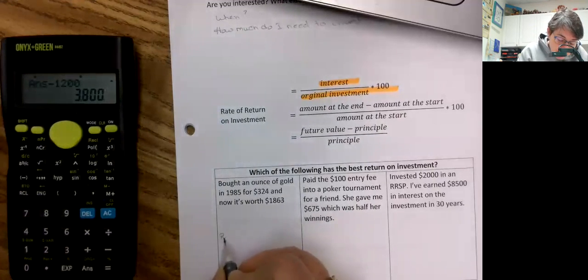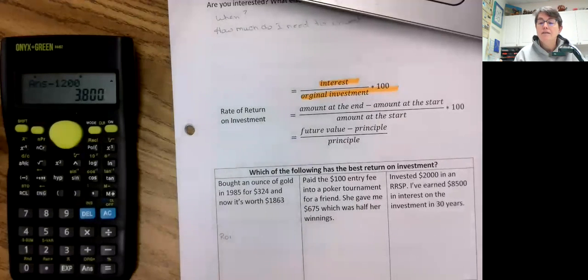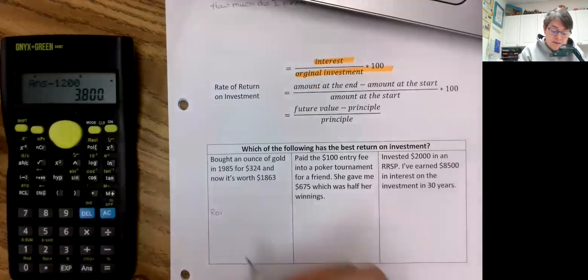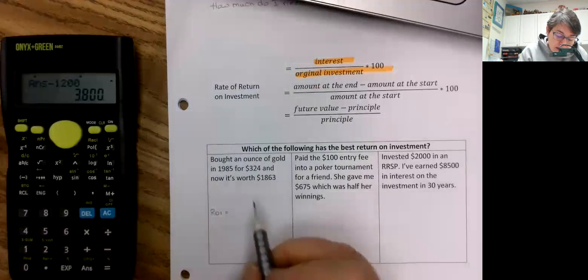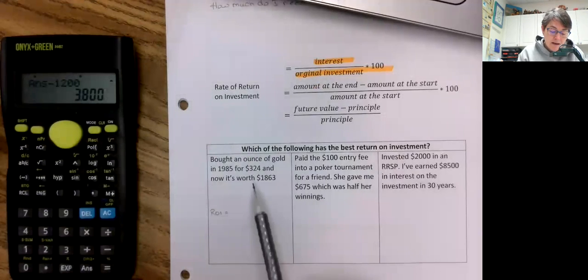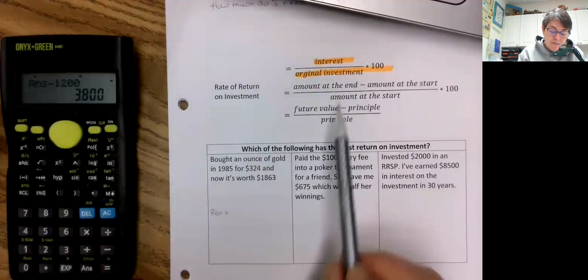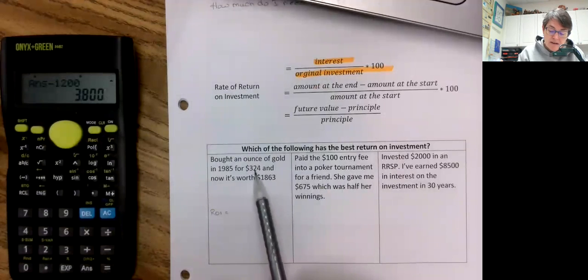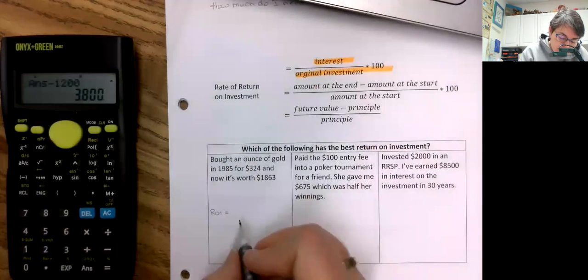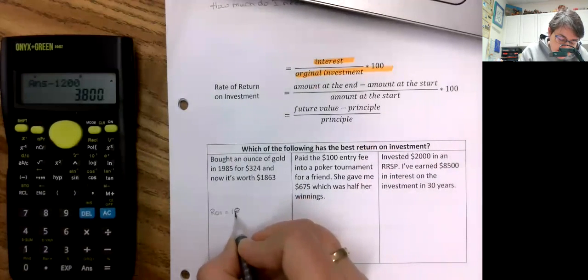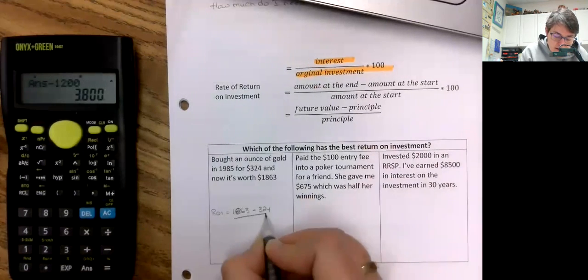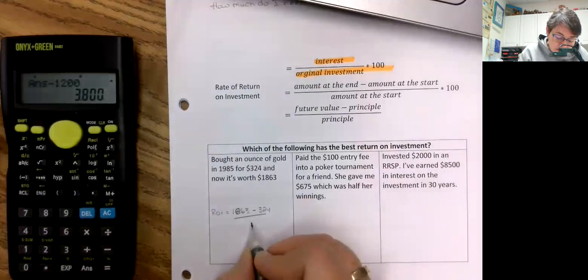I've seen the BA people use ROI, return on investment. Okay, so let's see. This one doesn't talk about interest, but it does give me the amount at the end and the amount in the past. There we go. So 1863 minus 324, divided by, and it's always the amount at the start.